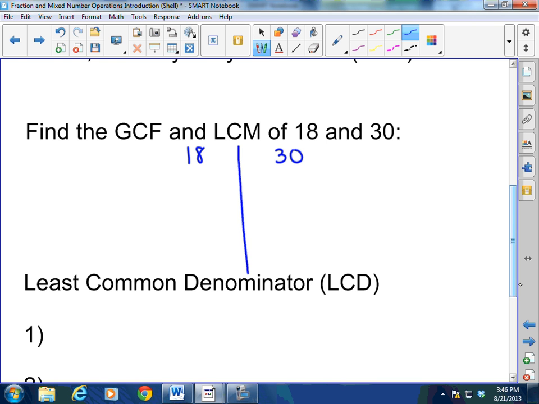First of all, break down each number into prime factorization. So 18 is going to be 9 times 2. 9 is going to turn into 3 times 3. We're done with the prime factorization there. 30 is 3 times 10. 10 is 2 times 5. Okay, so we've broken them both down into the prime factorization.